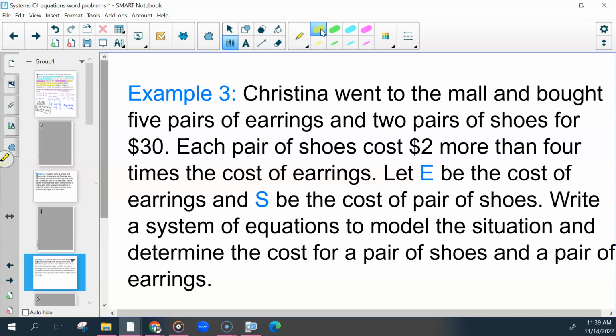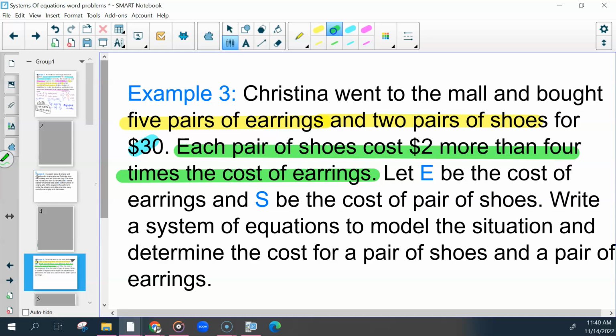As you read this, what did we find was important? Five pairs of earrings is important. I'm going to extend that and 2 pairs of shoes. What else is important? Say that again. Okay. This entire sentence is important.